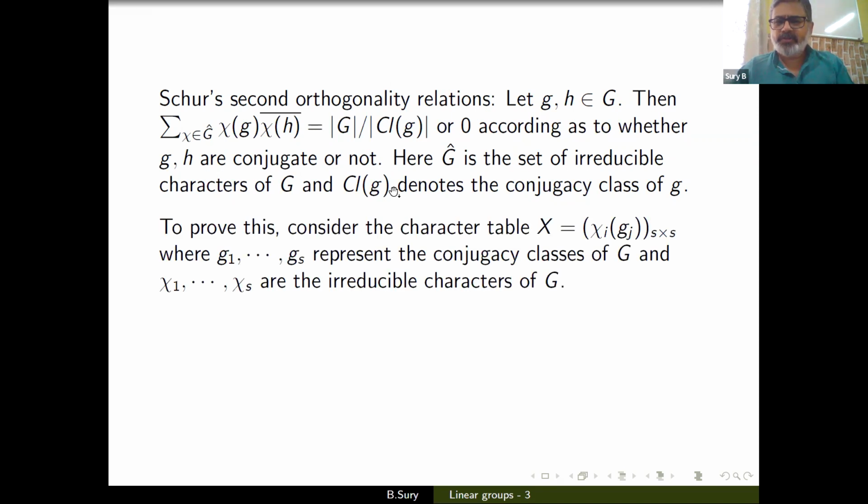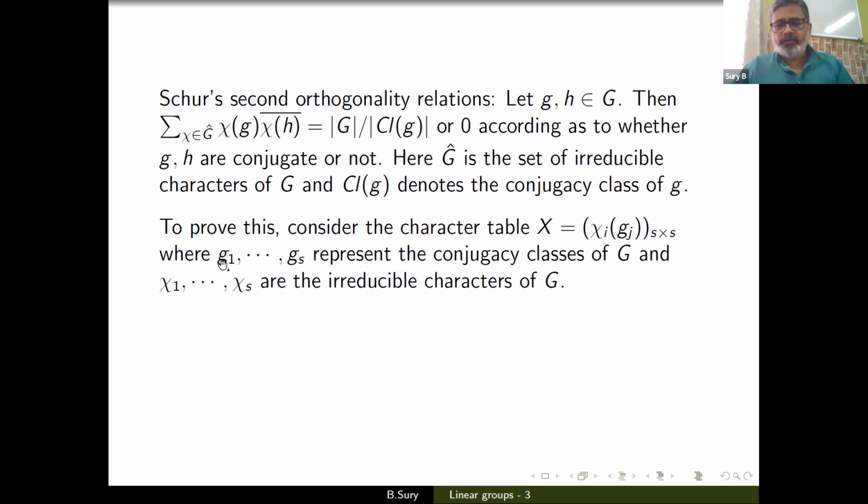So what is the proof of this? Sometimes it's very convenient to use a matrix, the character table, because there are as many irreducible characters as conjugacy classes. Suppose g1, g2, ..., gs are representatives of conjugacy classes. So I'm assuming something here which is a standard fact, which I didn't mention explicitly. What is the fact I'm assuming? For a finite group, the number of irreducible representations is equal to the number of conjugacy classes.